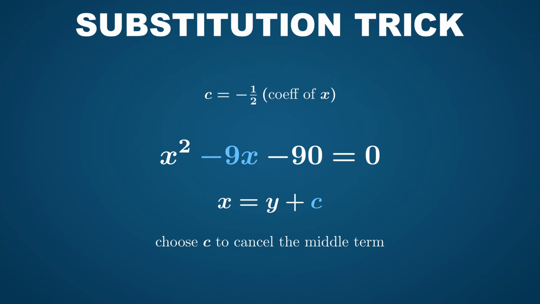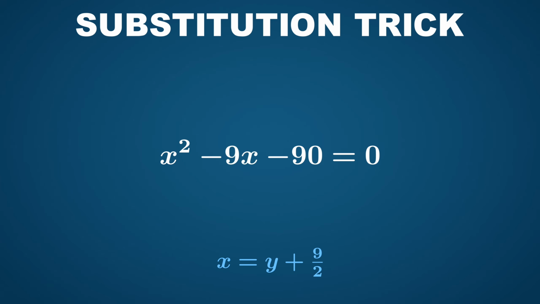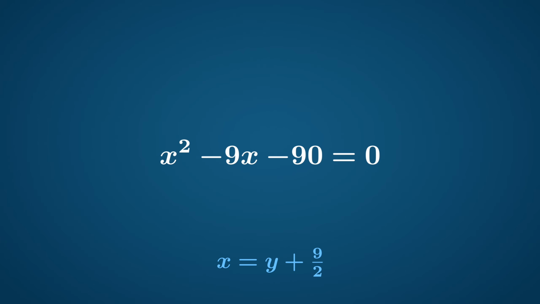The mathematical rule is to take exactly half of the linear term coefficient. Our linear coefficient is exactly negative 9 in this specific equation. Half of negative 9 is simply negative 9 divided by 2. We flip the sign of this result to find our required shift value. The negative of negative 9 halves becomes a positive 9 halves. So we will substitute y plus 9 halves for every single x that we see. This specific shift guarantees that the linear y term completely disappears.